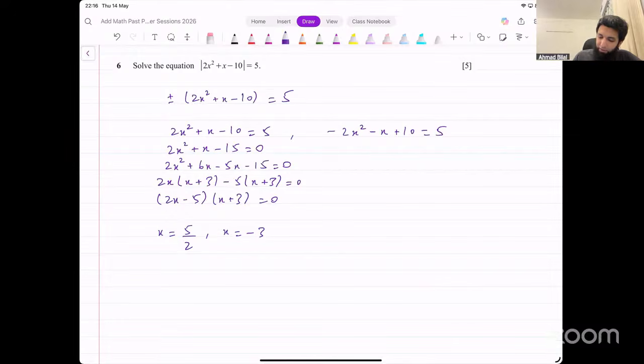Okay, what about the other equation now? If I take all terms to the right side, what does that give me? That gives me 2x squared plus x, and this will be negative 5 this time, right? 5 minus 10, that will be negative 5 equal to 0. Can we factorize this? We cannot factorize this, right? Let me just check my working again. Minus 2x squared minus x plus 10 is equal to 5. And then 2x squared plus x minus 10. Yeah, so we cannot factorize this.